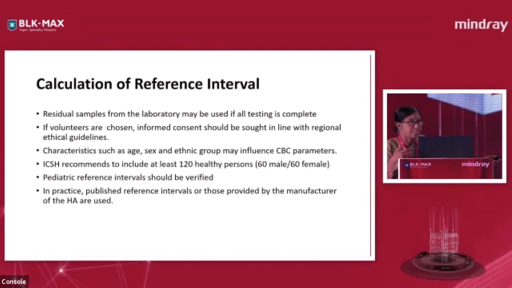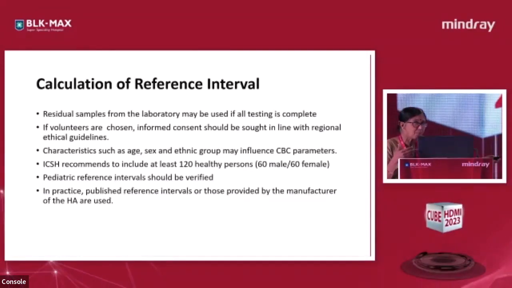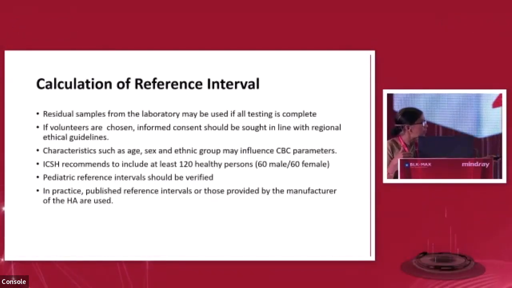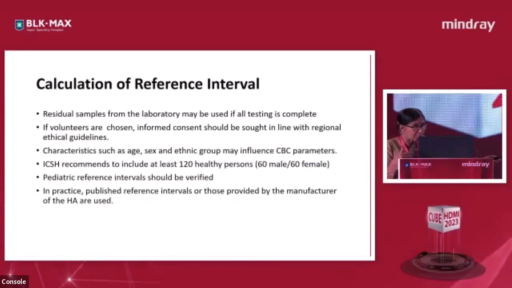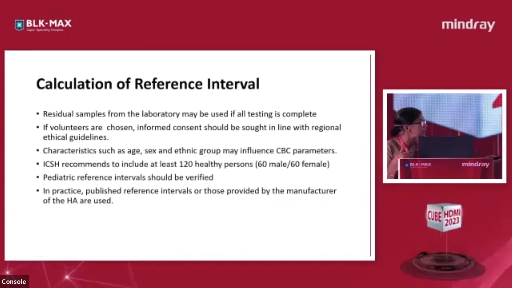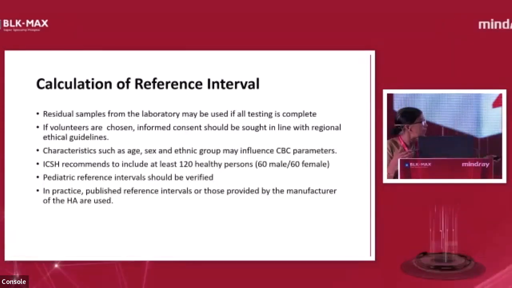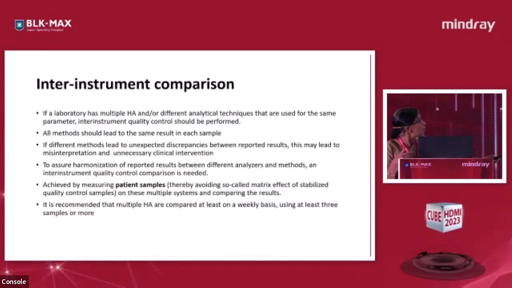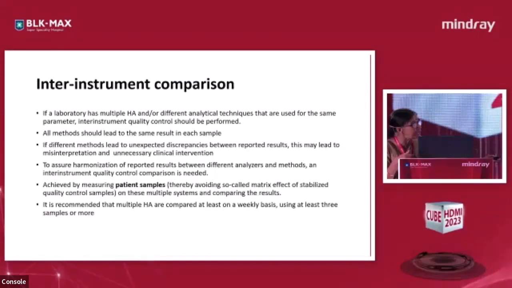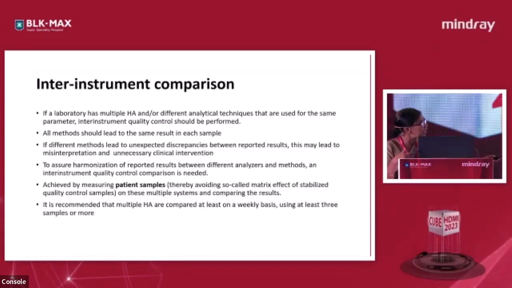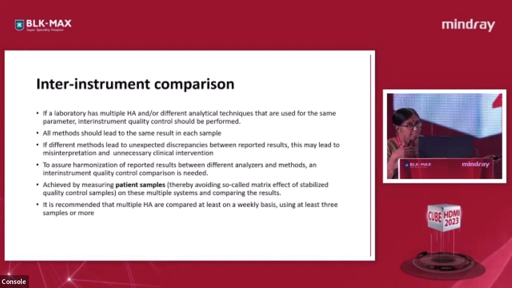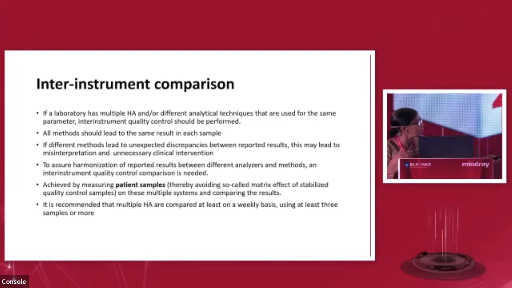The next aspect that we need to discuss is the calculation of reference interval. As desired by the standards, it's important that each laboratory establish their own reference intervals. However, having said that, it's going to be a challenge, particularly in pediatric patients. So published reference intervals and those provided by the manufacturers are quite often used by all the laboratories. Inter-instrument comparison is another important aspect. So if a laboratory has multiple analyzers using different methodologies, inter-instrument quality control is important.